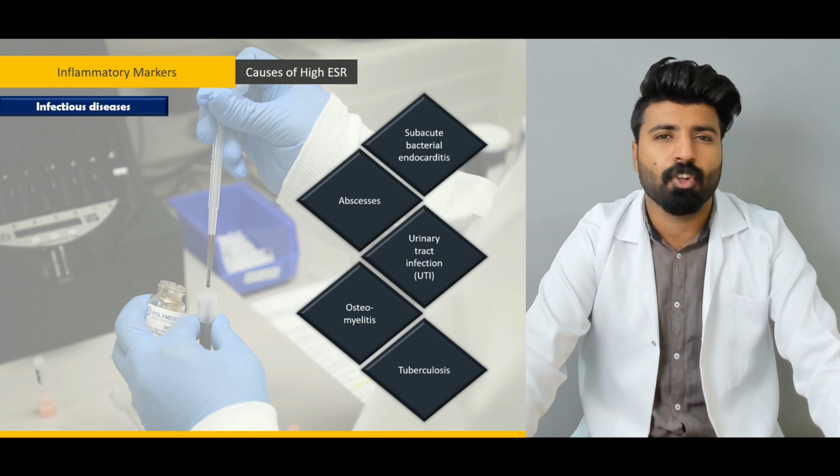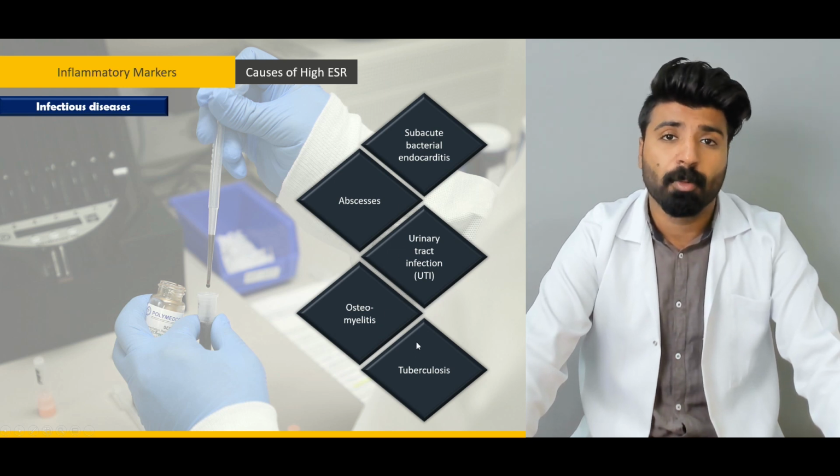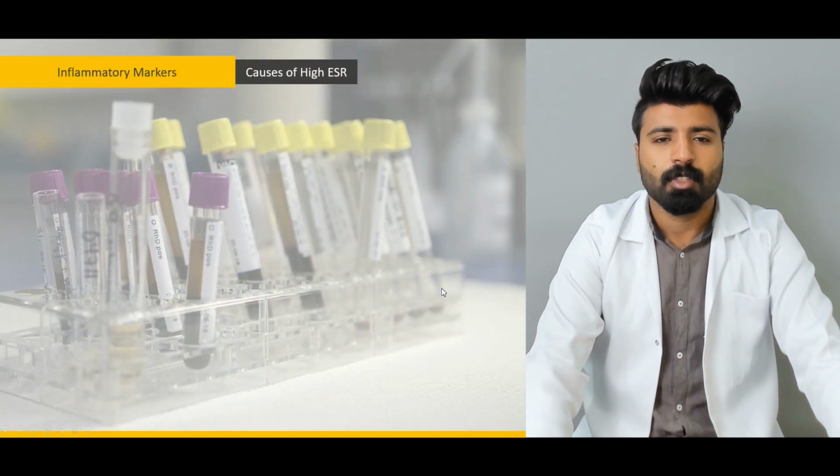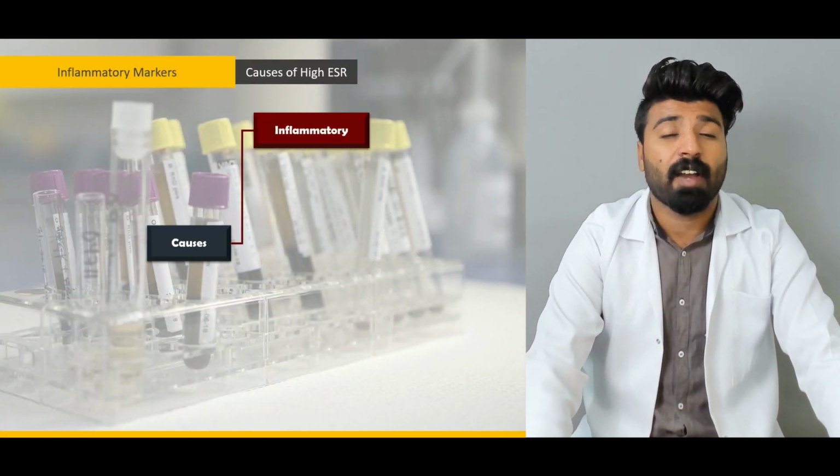What you think in your mind is that this patient is either suffering from subacute bacterial endocarditis, or abscesses, or UTI, or osteomyelitis or tuberculosis. Now, what will help you? History and examination will help you in pinpointing your diagnosis. Next on, causes of high ESR.